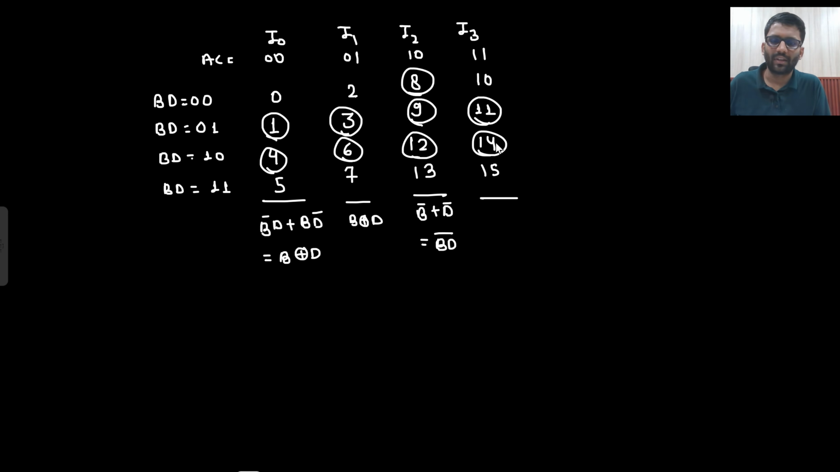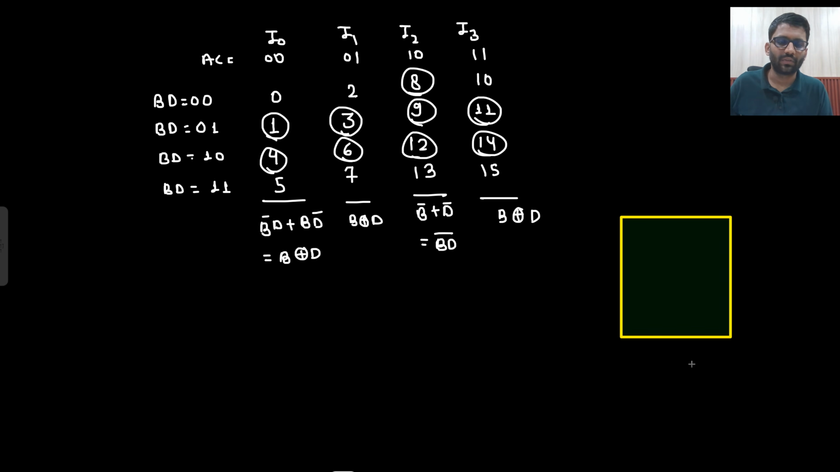And here as well the same, 11 14. Here as well B XOR D. So at the three inputs you need to put B XOR D. So this will be your final design.